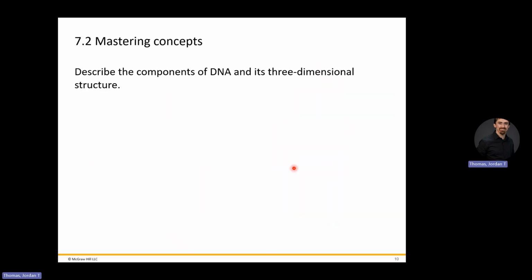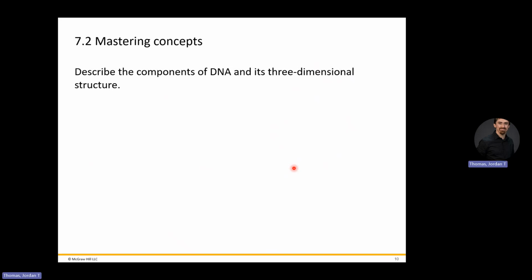Describe the components of DNA and its three-dimensional structure. Pause this video, see if you can describe DNA and its structure, including its shape, the nucleotides, the base pairings, and the direction of the strands.